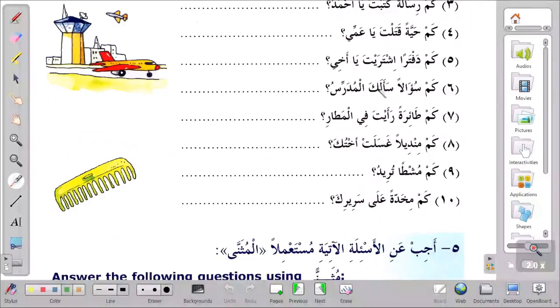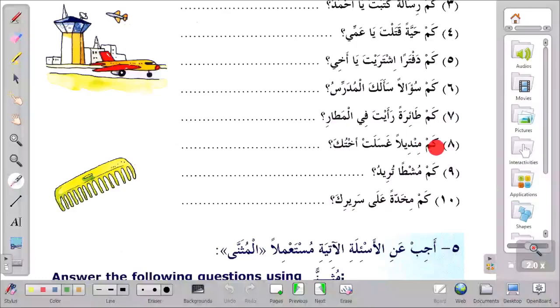Then we have here كم طائرة رأيت في المطار؟ How many planes did you see in the airport? So this is the airport, and they are asking us how many planes can we see in it. So you can see 1, and then another one here, 2. So you answer by saying that you can see 2 planes in the airport. So how do you say it? رأيت في المطار طائرتين.